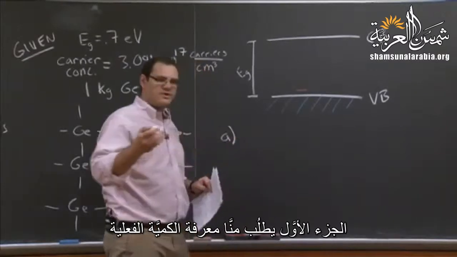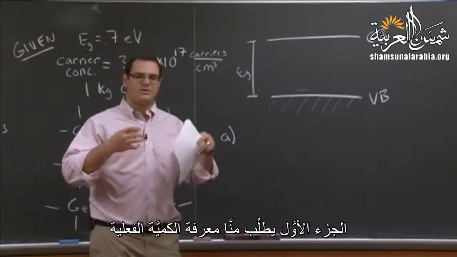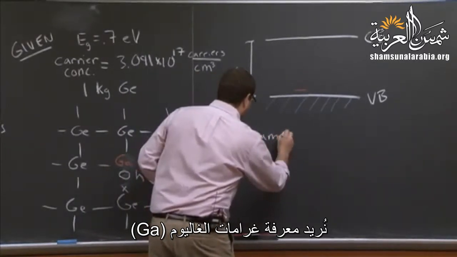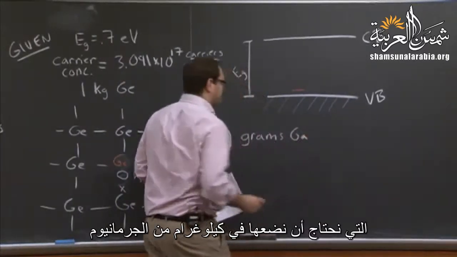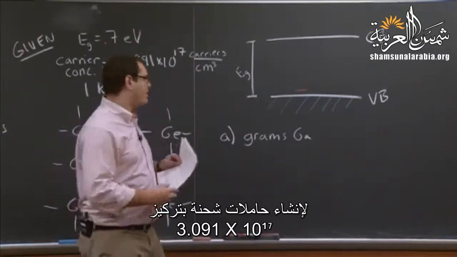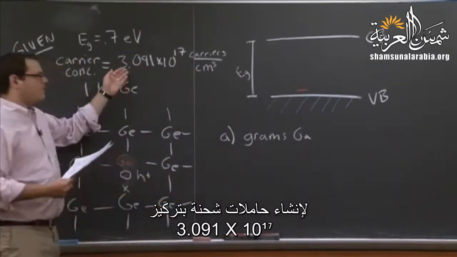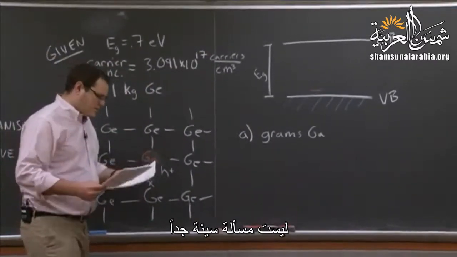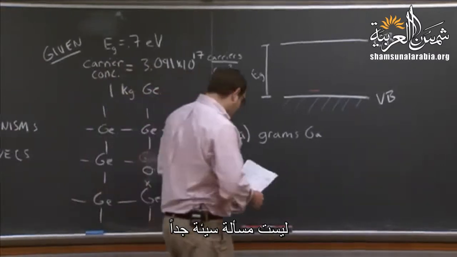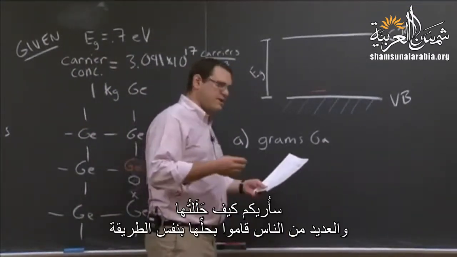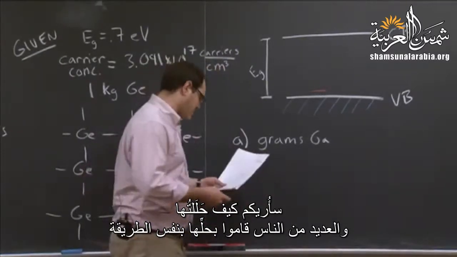So part A, as I said before, is asking us to figure out the actual amount. We're looking for grams of gallium that we need to put into a kilogram of germanium to create the carrier concentration of 3.091 times 10 to the 17 carriers per centimeter cubed. Not too bad of a problem. This is basically just stoichiometry, dimensional analysis. Here's how I did it, and many people did it this way.